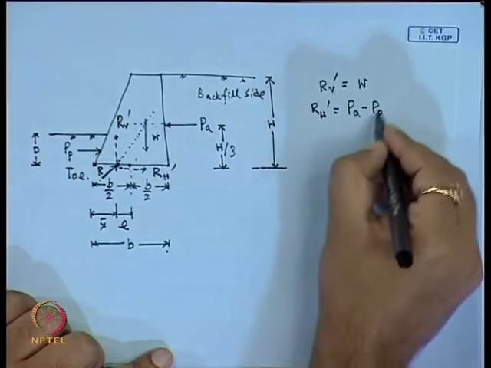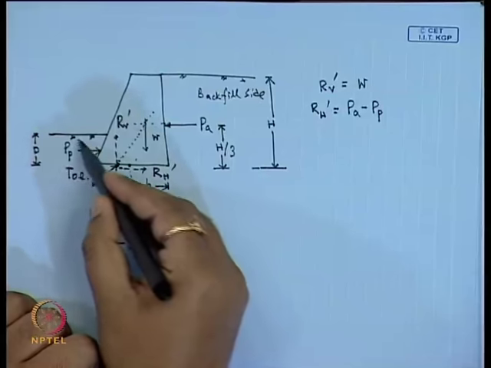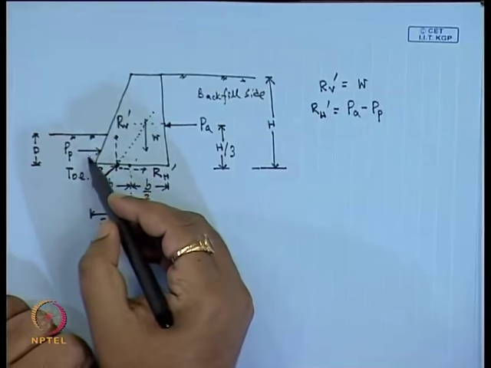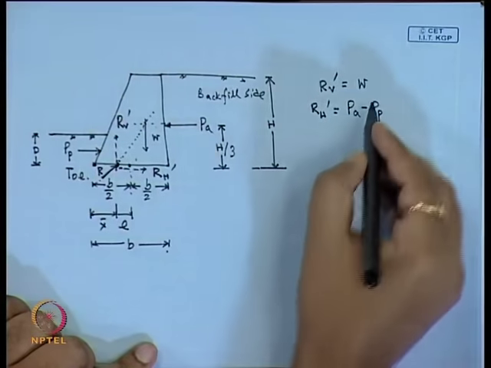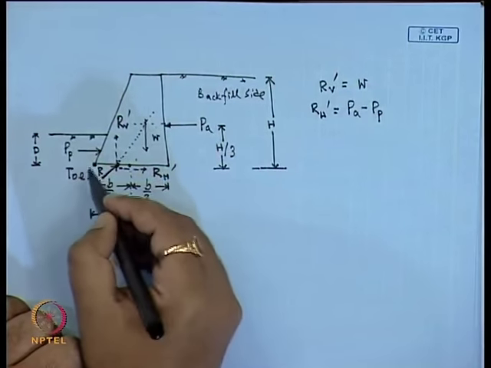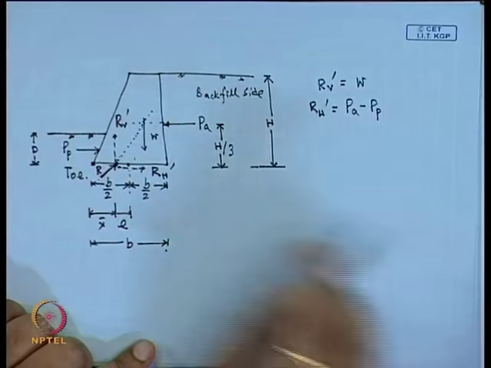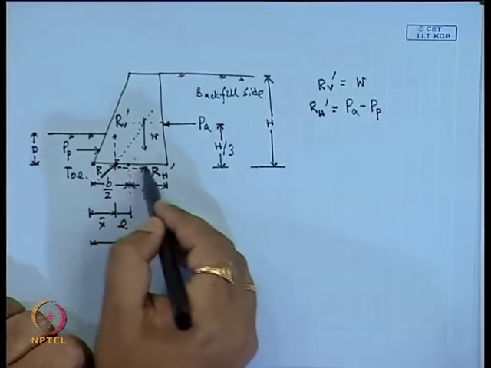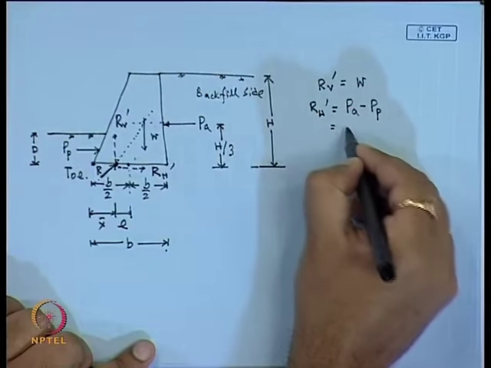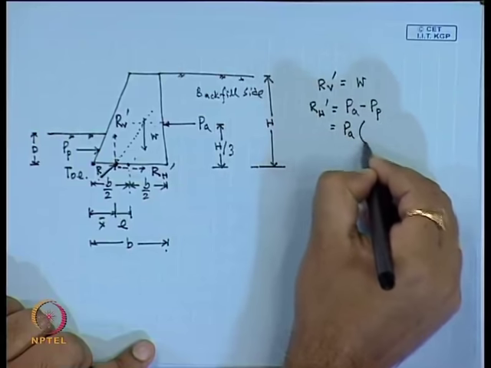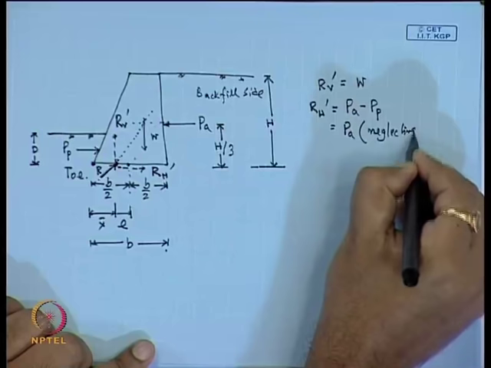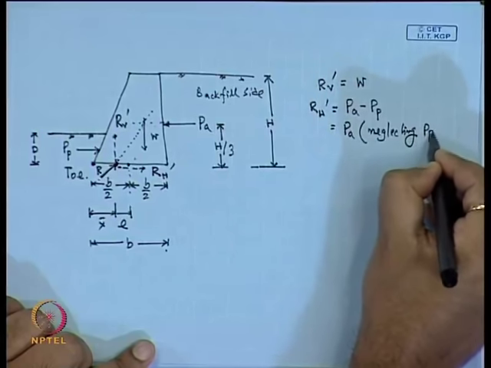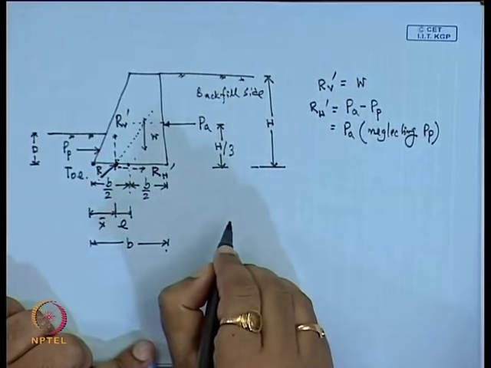Now, if I neglect this PP, because this portion of force is very small compared to this PA, and this PP will also provide additional safety for this retaining wall. So, if I neglect this PP and consider only PA, then RH dash will be equal to PA.